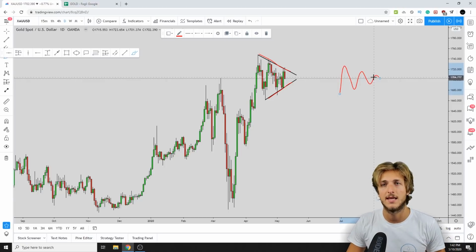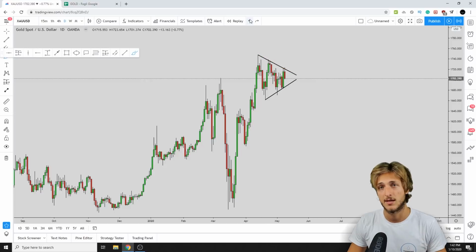The reality is that these patterns are created by banks and hedge funds to manipulate you and grab the liquidity that they need for the next moves to the upside or to the downside. In other words, this could easily be a distribution phase for gold.